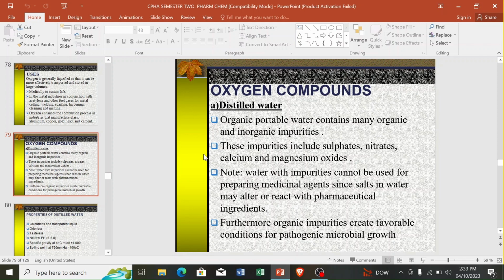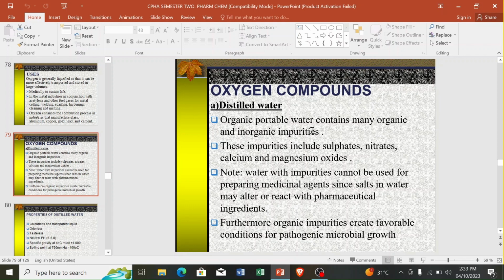Organic potable water contains many organic and inorganic impurities. These impurities include sulfates, nitrates, calcium, and magnesium oxides. However, we need to note that water with impurities cannot be used for preparing medicinal agents, since salts in water may alter or react with pharmaceutical ingredients. Furthermore, organic impurities create favorable conditions for pathogenic microbial growth.